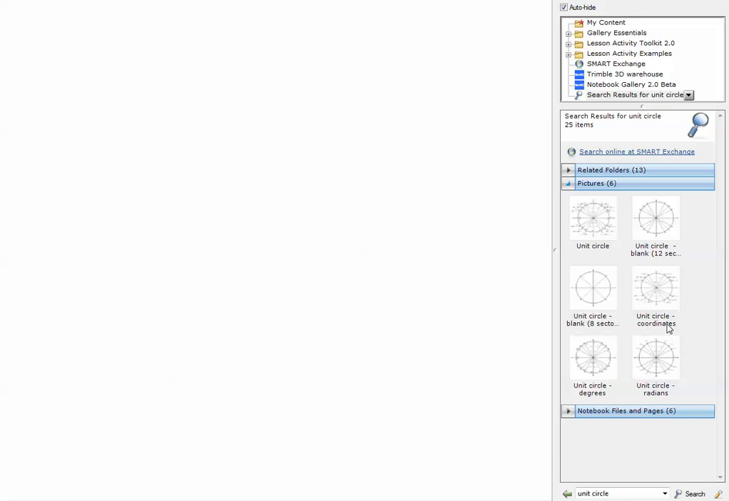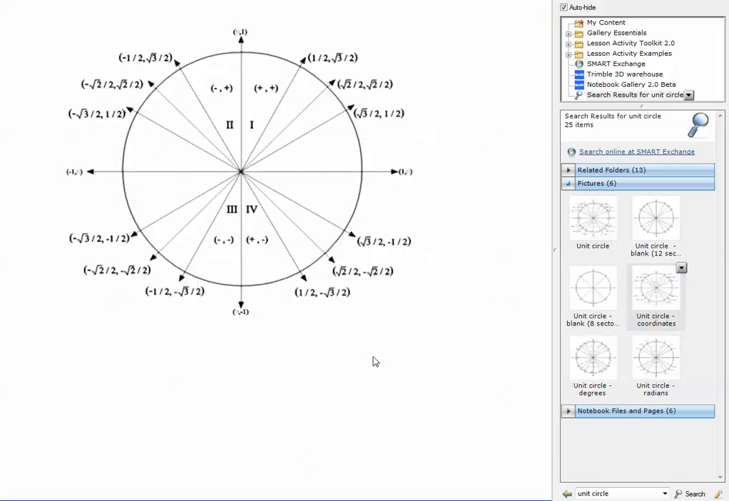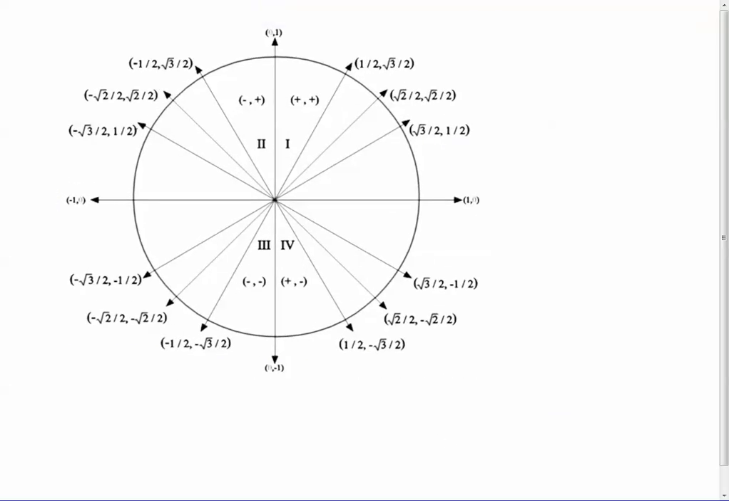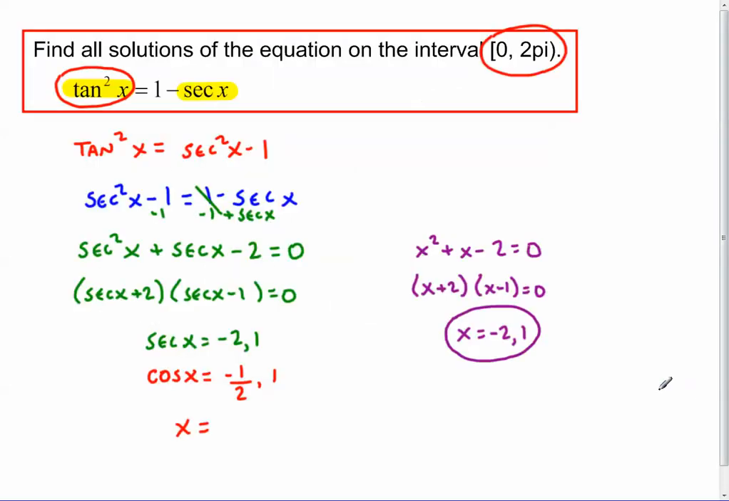Okay, so here's a picture of the unit circle. Again, hopefully this is something that you already feel comfortable with. So I want to know, where is cosine negative 1/2? I remember cosine is x. So cosine, the x value, is negative 1/2 here and here. And my radian measures at those two points are 2 pi over 3 and 4 pi over 3.